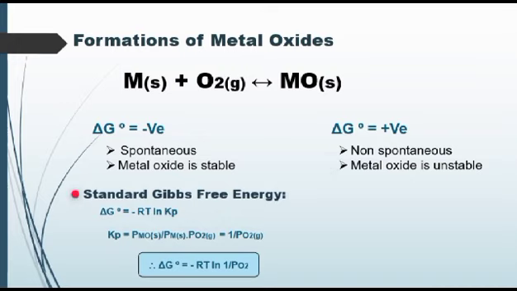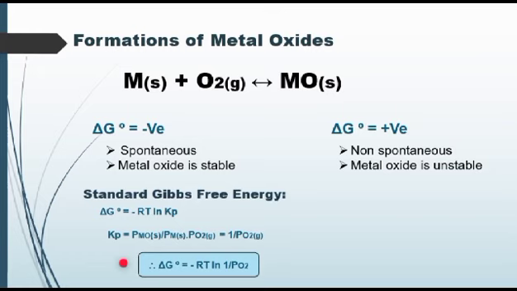Standard Gibbs free energy change can be calculated from the famous thermodynamic expression, that is delta G naught equals minus RT ln Kp, where Kp is the equilibrium constant in terms of partial pressure, which is given by partial pressure of a metal oxide divided by partial pressure of metal into partial pressure of oxygen, and this can be simplified since the partial pressure of a solid is taken as unity, so it is equal to 1 divided by partial pressure of oxygen.